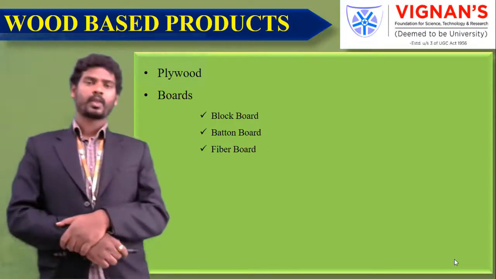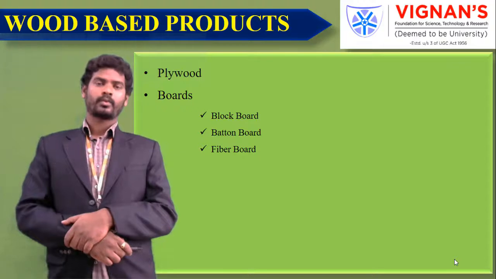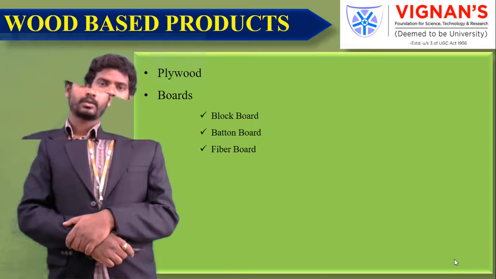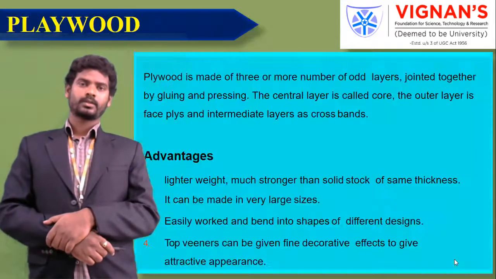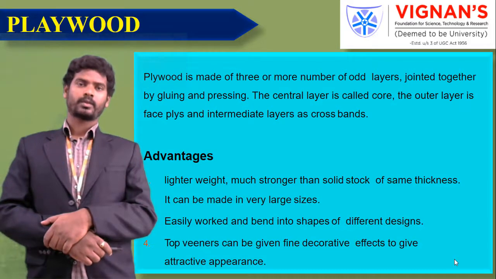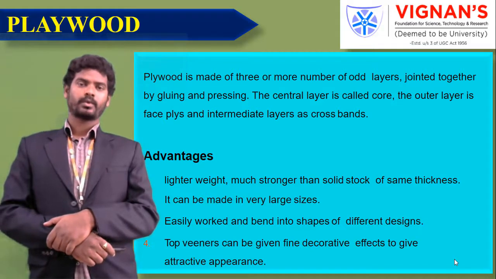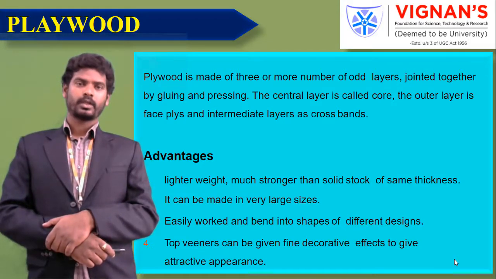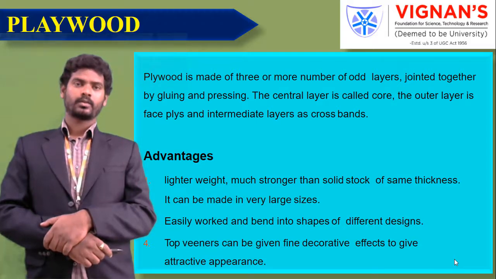Next one is wood-based products. There are two types of wood-based products: plywood and boards. The boards are again classified into blackboards, button boards, and fiber boards. Next one is plywood. Plywood is made up of three or more odd layers joined together by gluing and pressing. The central layer is called the core, the outer layer is the face plate, and the intermediate layer is the crossband.